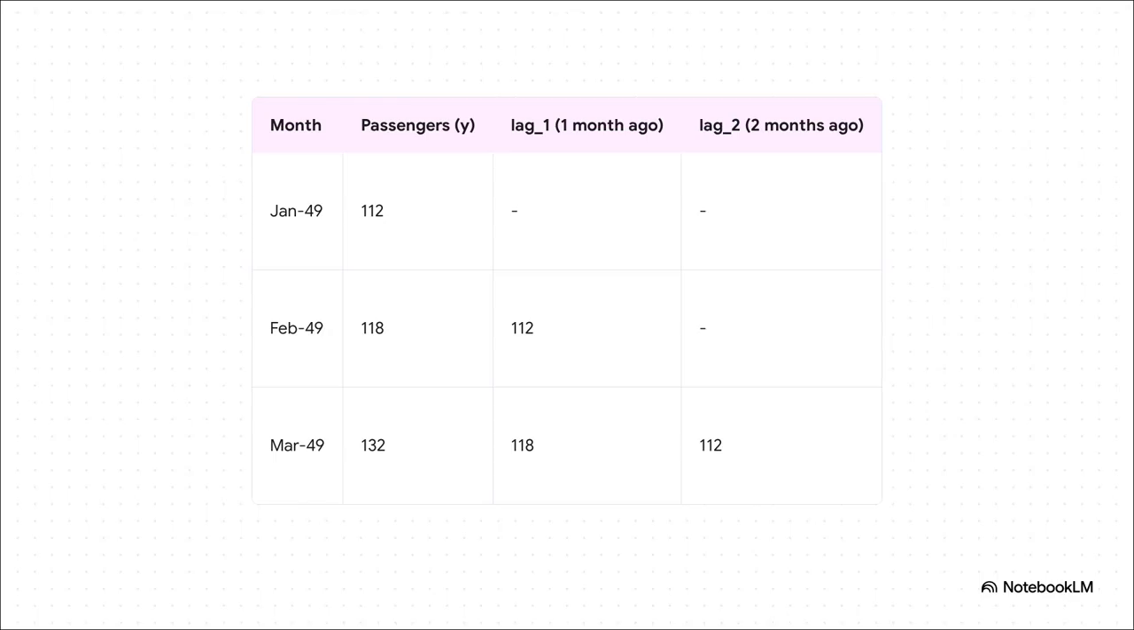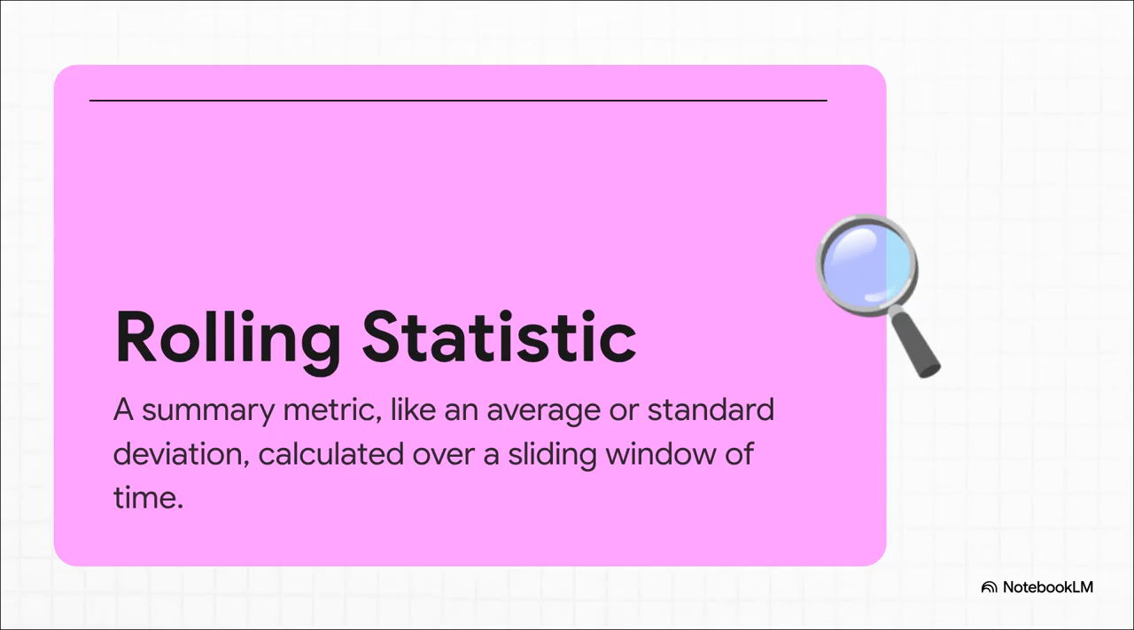Check out this table. It shows you exactly how this works. For any given month, say March of '49, we create a new column called lag_1, and we just pop in the passenger number from February. Then another column, lag_2, gets the number from January. We actually do this for the past 12 months, giving our model a full year of historical context for every single data point. All right, next up we have rolling statistics. Now, instead of just looking at individual moments in the past, we're going to summarize a recent chunk of time. This is all about giving the model a feel for the recent vibe of the data.